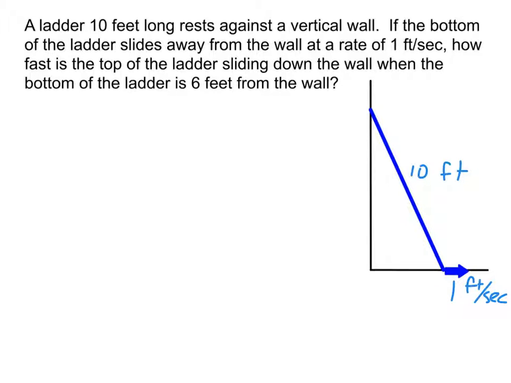And then how fast is the top of the ladder sliding down the wall? Okay, that's what we'll look for. I'll actually make note of that by showing this is what I'm trying to figure out. And then when the bottom of the ladder is 6 feet from the wall, I know that this distance here is going to be 6 feet.